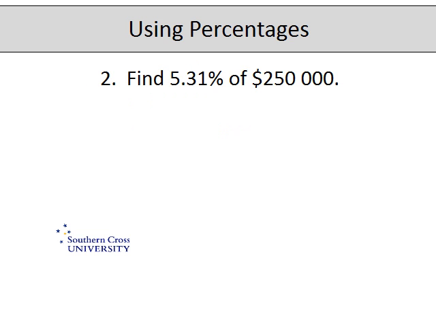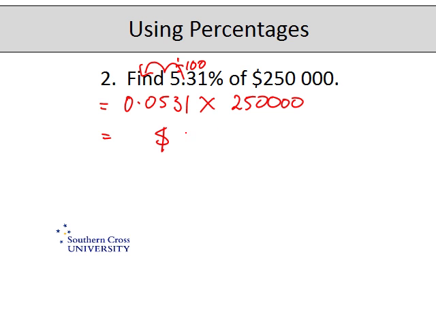The second question, find 5.31% of $250,000. Now this time we're going to change this to a decimal, and the reason we definitely choose a decimal here is because the percentage is given to us as a decimal. So we need to divide that by 100. So that makes our number 0.0531 of means times $250,000. And once again, using a calculator, this comes out at $13,275.